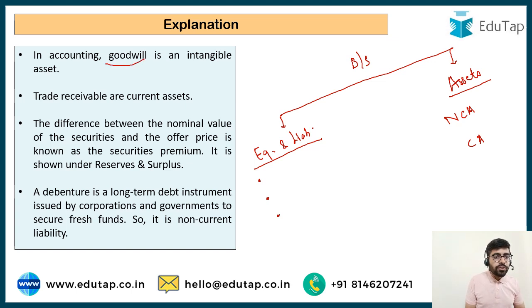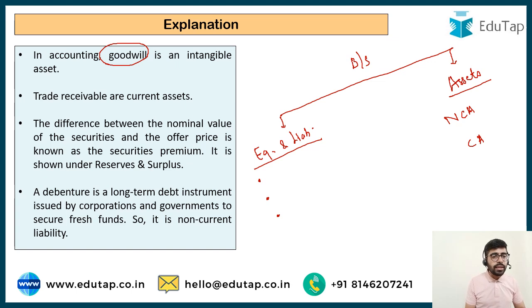Now, first let's talk about goodwill. Goodwill is kind of a reputation that the company has in the market. Goodwill is an asset for the company. If you have some goodwill, it is definitely going to be your asset. So it is an intangible asset. It is not something which is going to be converted into cash easily within a period of 12 months. So we are going to show it under the non-current assets.